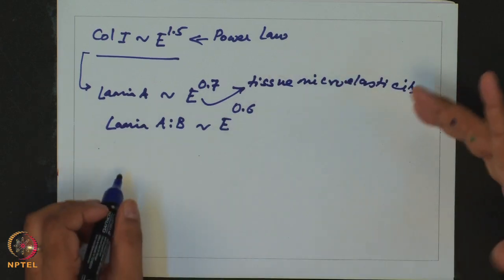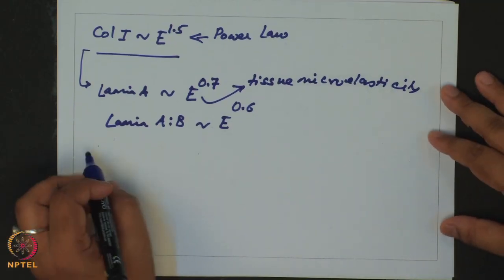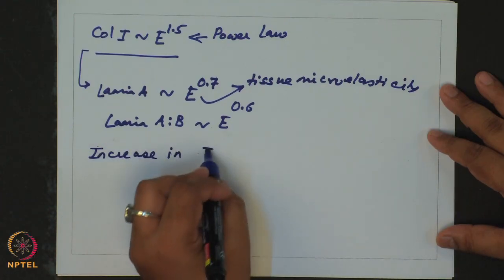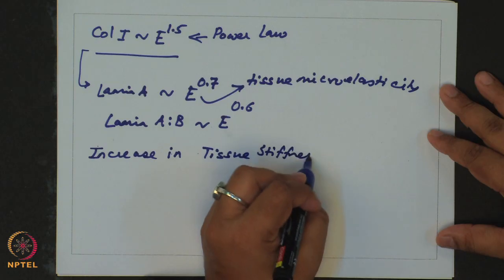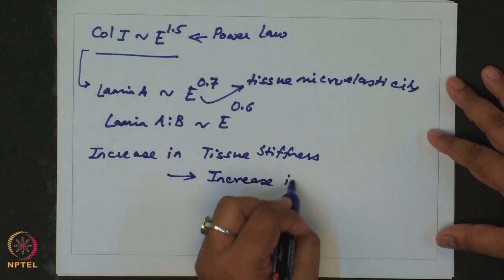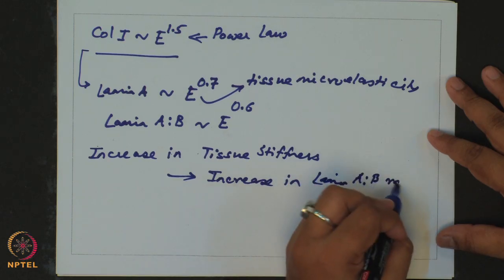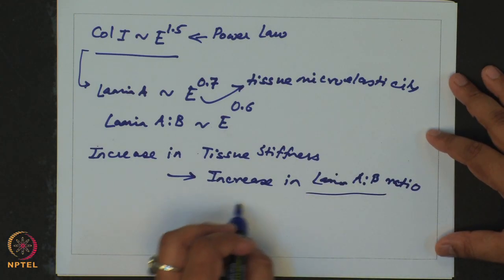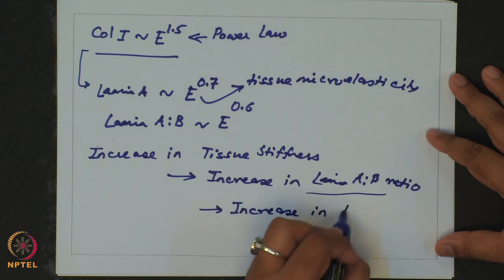So, what it tells you is that an increase in ECM stiffness, or an increase in tissue stiffness, is linked to an increase in the lamin A to B ratio, and an increased lamin A to B ratio is associated with an increase in nuclear stiffness.